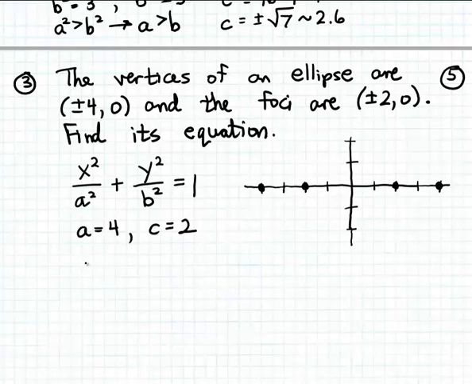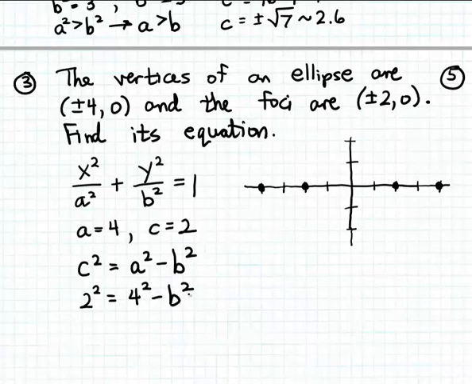And now we can use, again, our familiar relationship between these values a, b, and c to determine the value for b, so we can figure out what the two y-intercepts are, and then this quantity b squared that we need to substitute into this equation to complete it. So let's see, c squared is 2 squared, and that must be equal to a squared, so that's 4 squared minus b squared. So I simply need to solve this equation for b.